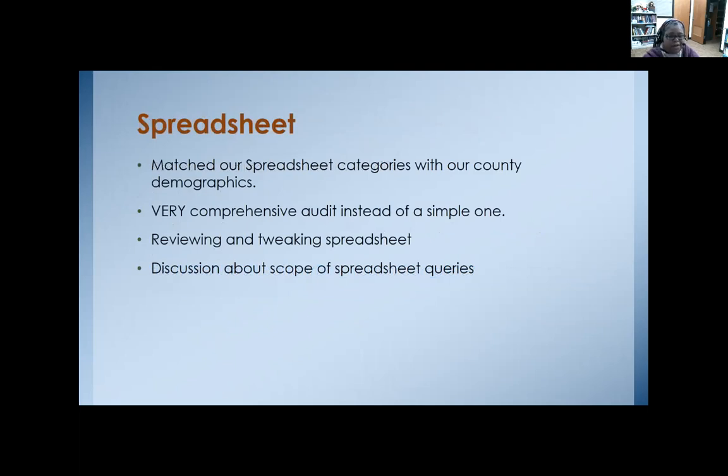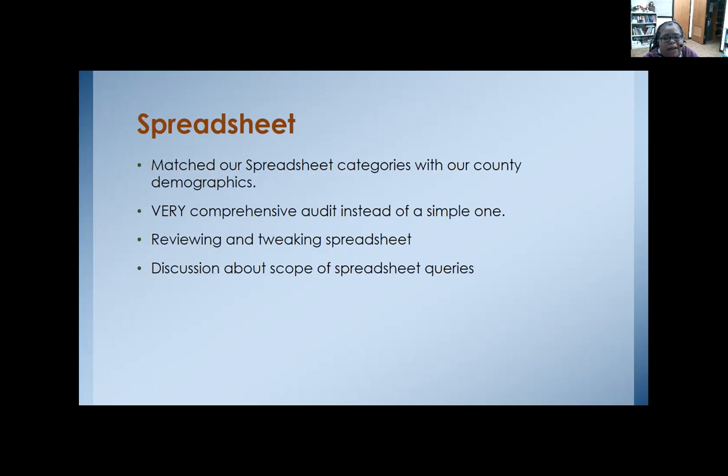So once we had our statistical information, then we had to worry about how we were going to create this spreadsheet. We did our best to match our spreadsheet categories with our county demographics, because we wanted to do a really good comprehensive audit, instead of just doing a simple one with a few little queries and then having to go back and do it all again later. We thought we'd go big and go strong and just get it all done at once. But that was a little overwhelming because we have such a wide variety of diversity in our county. It sort of made it unwieldy.